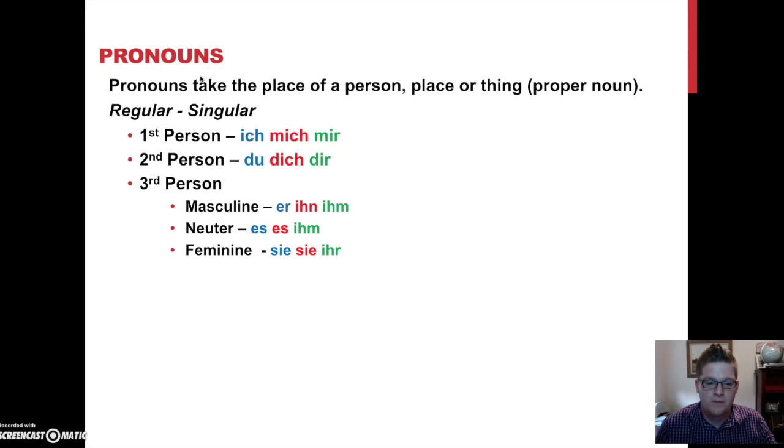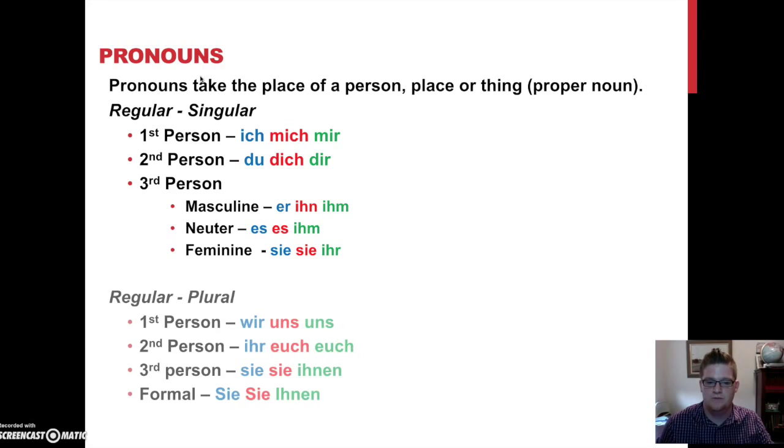In the third person, masculine nouns become er if they are in the nominative case. If they are accusative, they become ihn. And if they are dative, they become ihm. With neuter nouns, the nominative becomes es, the accusative becomes es, and the dative becomes ihm. With feminine nouns, the nominative becomes sie, the accusative becomes sie, and the dative becomes ihr.